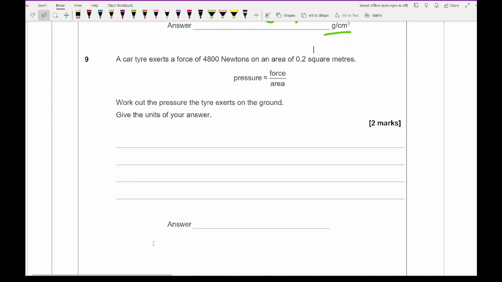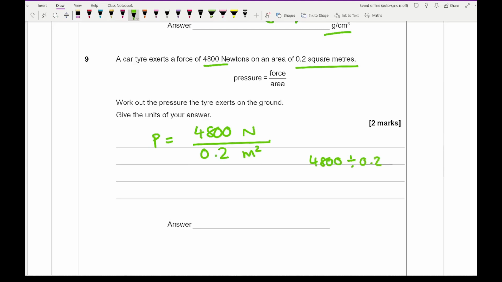Then moving on to question 9, it says that a car tyre exerts a force of 4,800 newtons on an area of 0.2 square meters. Work out the pressure the tyre exerts on the ground. Give the units for your answer. So using this formula, P equals force, 4,800 newtons, over the area, which is 0.2 square meters. So 4,800 divided by 0.2 gives me an answer of 24,000.